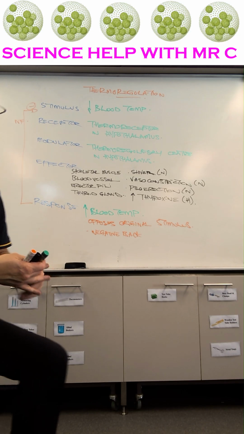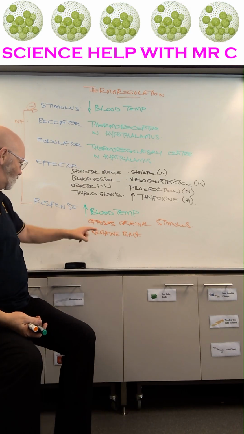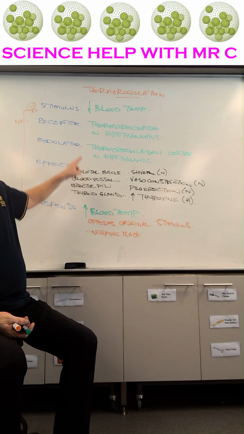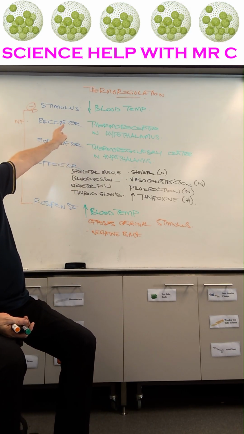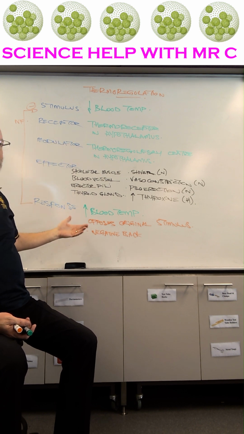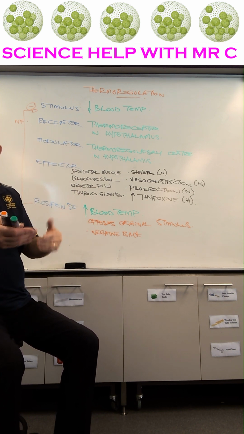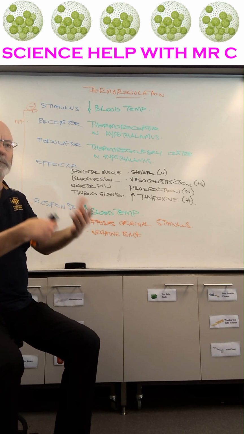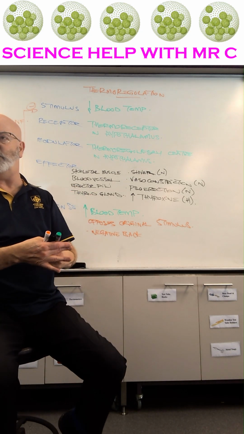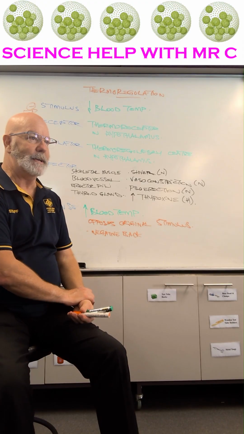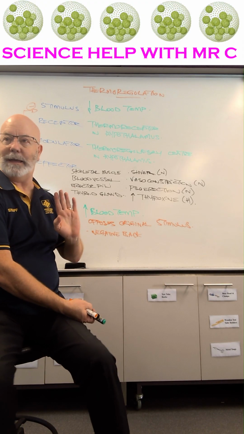You might say, down here, oppose the original stimulus, which was a drop in blood temperature. And because it's high blood temperature now, it is completely contradicting the original stimulus. You would need to make it just very self-evident that you knew what negative feedback is, because a lot of students will just write negative feedback and again walk away from it.